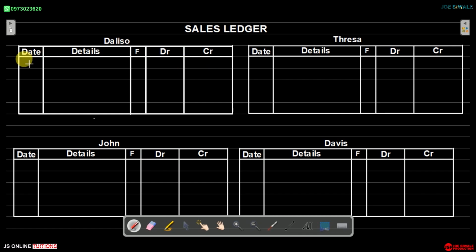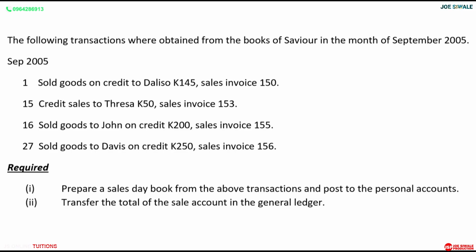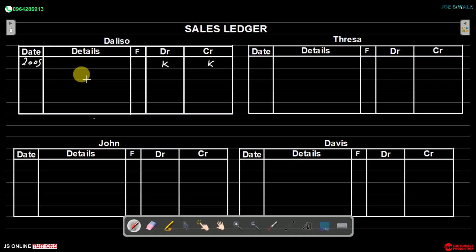So we are going to put our year there, 2005. We're going to put our currency there. So like the first transaction, if we look at the first transaction, it reads sold goods on credit to Daliso amounting to 145, sales invoice 150. And if we check in our sales day book, we only have the details for Daliso. It's only appearing once, so it means we're going to get our 145 as our final figure that we're going to transfer in the sales ledger.